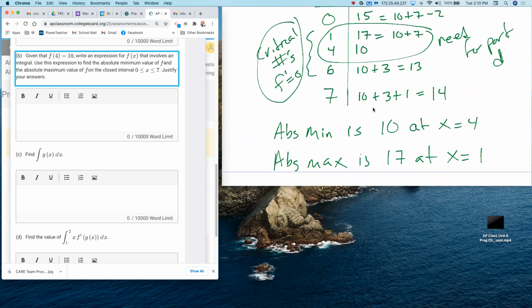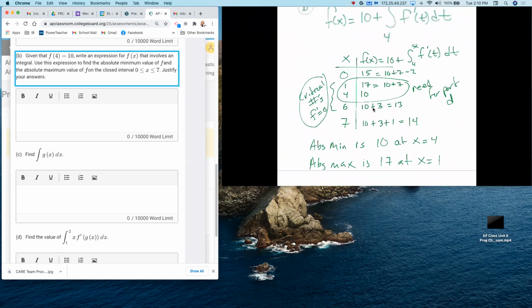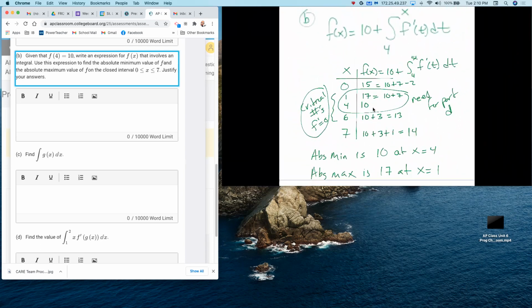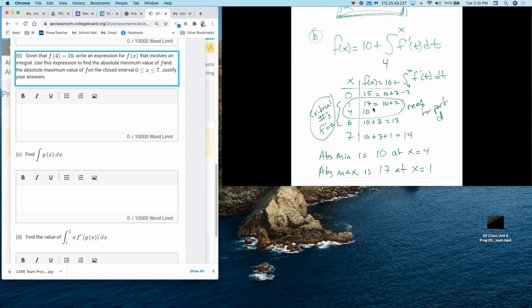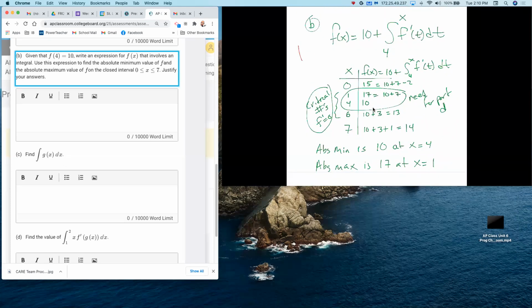It won't be the exact same. Maybe. This is 1 point here. These critical numbers right here are 1 point. The table here is 1 point. And then the answer here is 1 point. So that was a pretty big one.